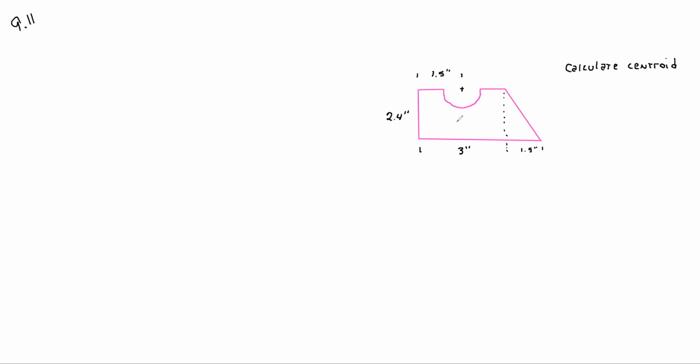And when I see this composite figure, I see three shapes. I see a rectangle that is 3 inches by 2.4 inches, a triangle, and a semicircle. My plan is to look at three shapes. I'm going to look at the rectangle, the triangle, and the semicircle.